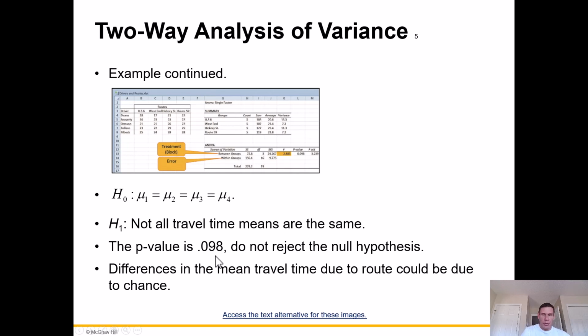So the p-value is 0.098. You can see it's right next to the F value that's highlighted. Look over to the right. The p-value is 0.098, so do not reject the null hypothesis. Differences in the mean travel time due to route could just be due to chance. Now, you see how it's 0.098, so that's like 9.8%, but our cutoff value was 5%. Let's say that had been less than 5%, then we would reject the null hypothesis.